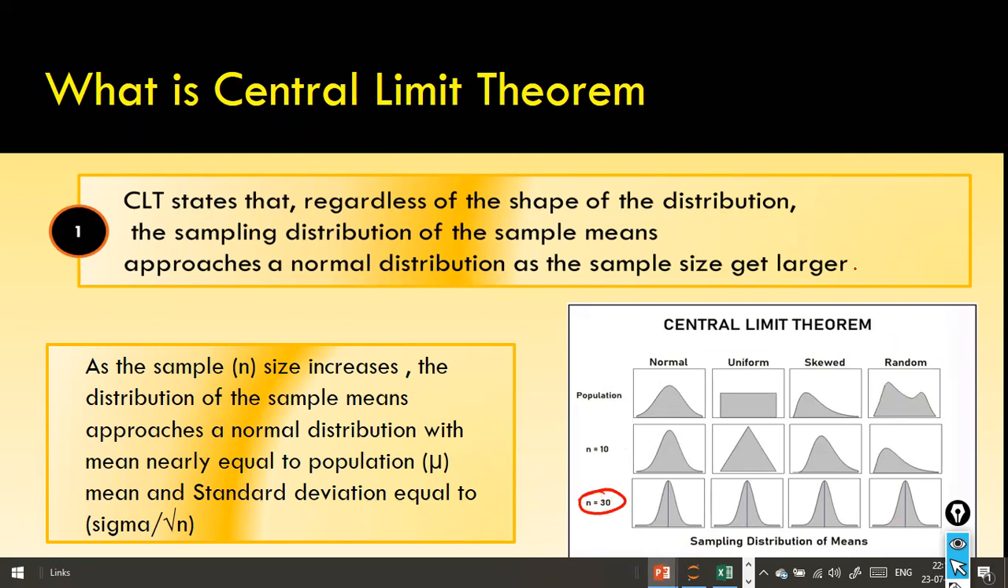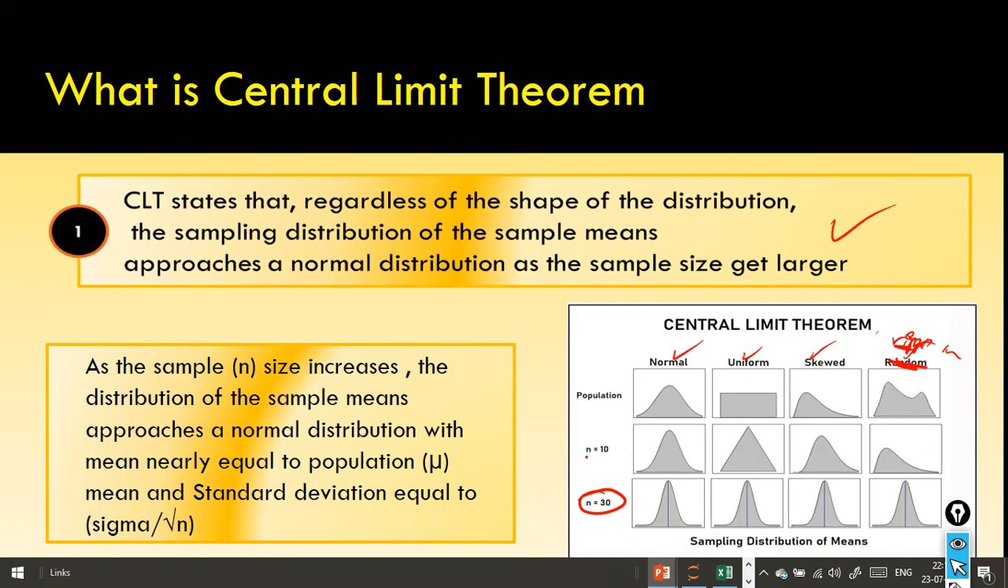What this definition says is this. We already discussed different types of distribution: normal distribution, uniform distribution, skewed distribution, random distribution. This is right skewed, and this is an exponential distribution. So each population distribution, when you take the population data and plot it, could be normal, uniform, skewed, or exponential, something like that.